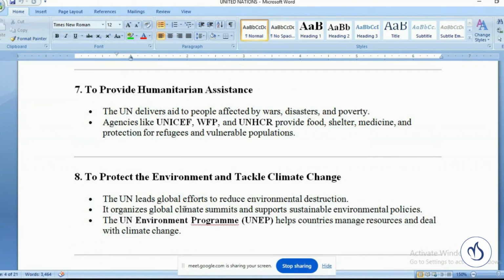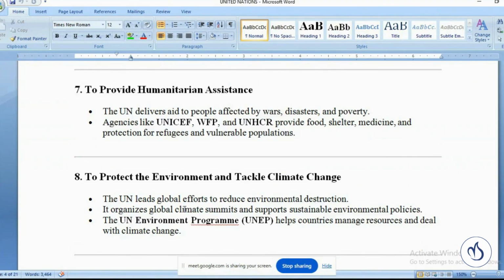Number 7, we also have what we call humanitarian assistance. The UN provides humanitarian assistance. The UN delivers aid to people affected by wars, disasters, and poverty. If we get a problem, such as disasters, members, the UN must intervene because we are members. For example, Uganda, we are members of the UN.